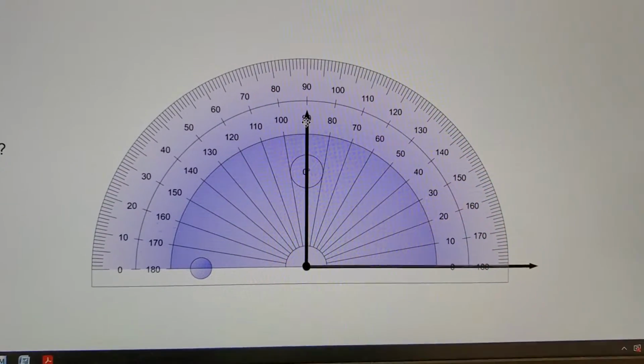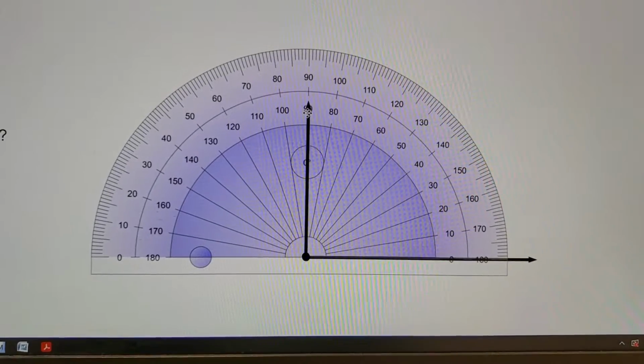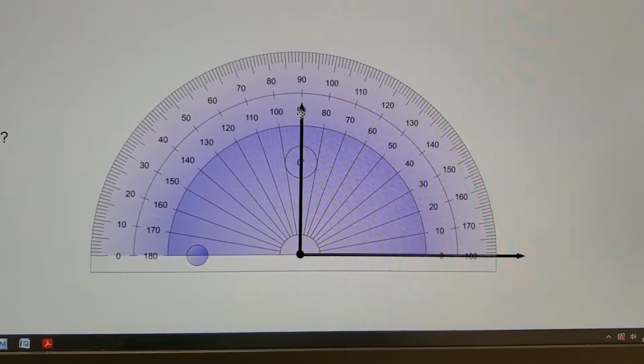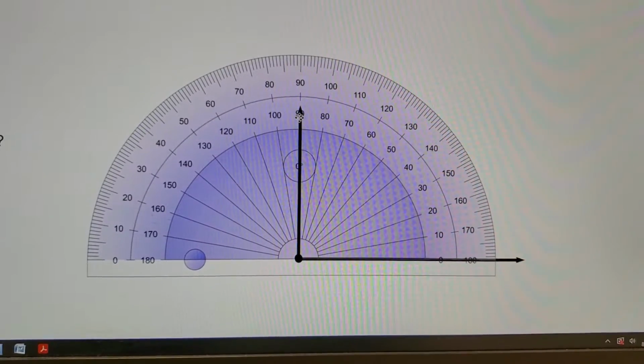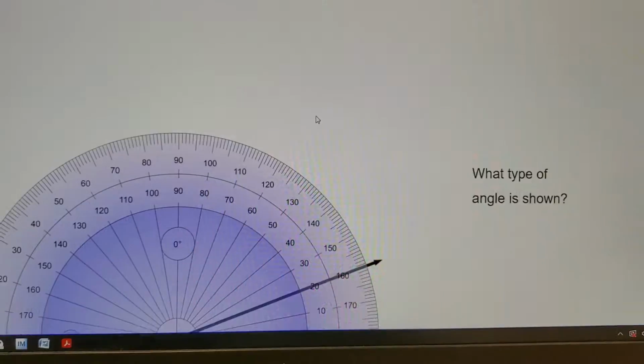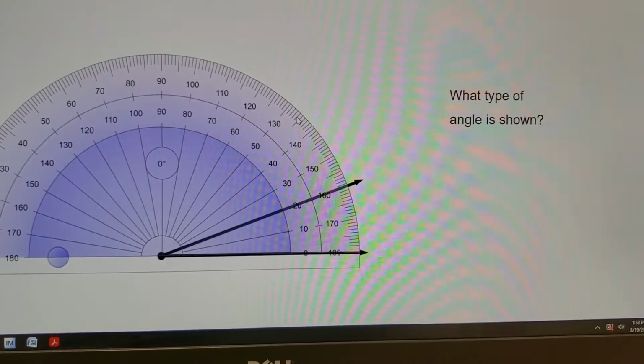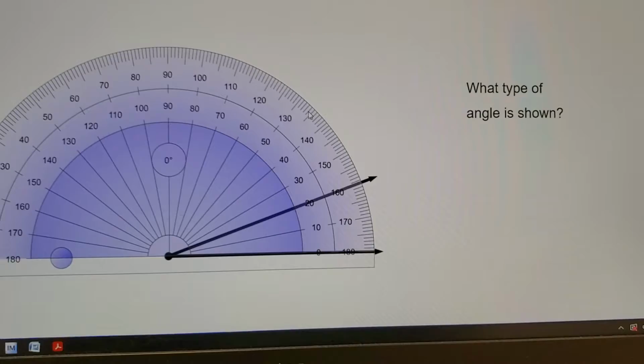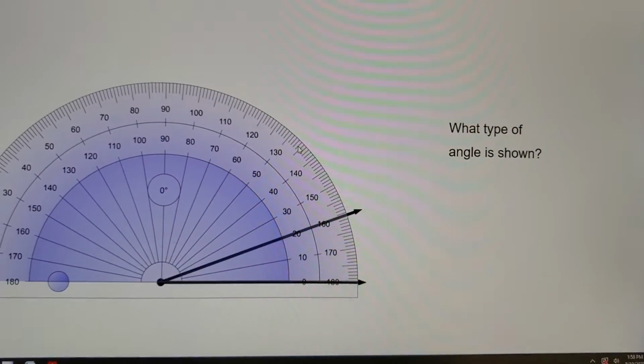Okay, pretty easy, pretty straightforward with right angles and straight angles. It gets a little tricky when we work with acute angles and obtuse. So let's take a look at an acute angle and measuring it with a protractor. Again, you should always start off by identifying what type of angle it is. I kind of gave it away already that it's an acute angle.